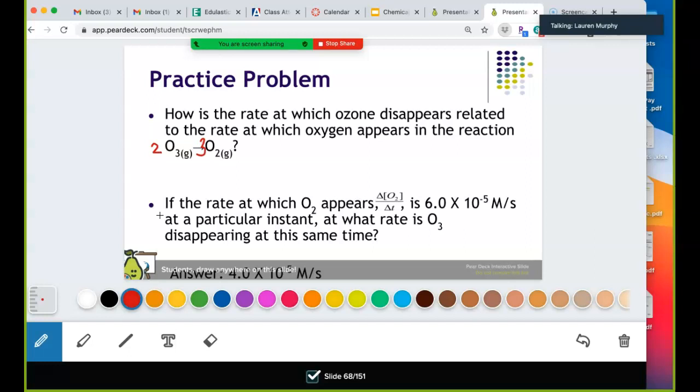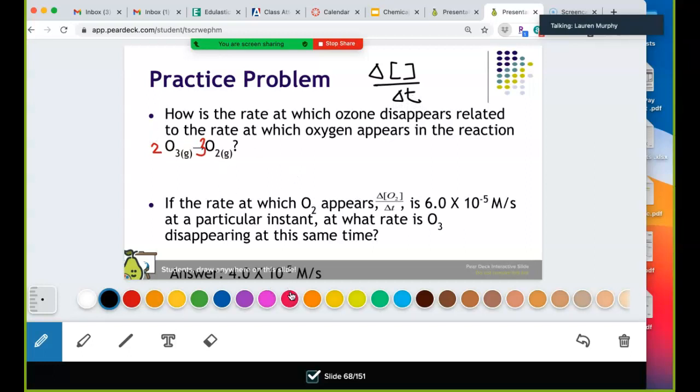You should be making oxygen faster than you're losing the ozone because it's a 2 to 3 ratio, okay? So what they do is they say, how is the rate at which ozone disappears related to the rate at which oxygen appears? Well, remember, rate means change in concentration over change in time. So how would we write that for this specific reaction?